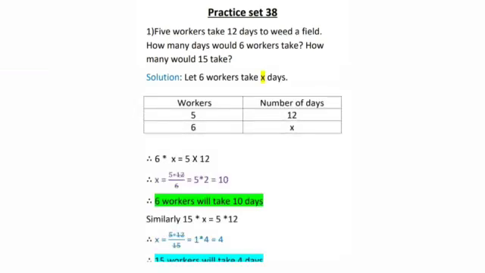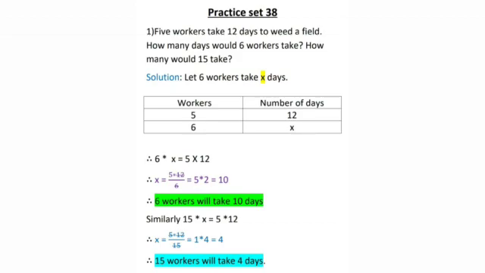Let's solve practice set 38. The first sum. 5 workers take 12 days to weed a field. How many days would 6 workers take and how many days would 15 workers take? Now let 6 workers take X days, children. If there are 5 workers, the number of days to weed a field is 12. And if there are 6 workers, we have to find out the number of days to weed a field, that is X. So therefore 6 into X is equal to 5 into 12.